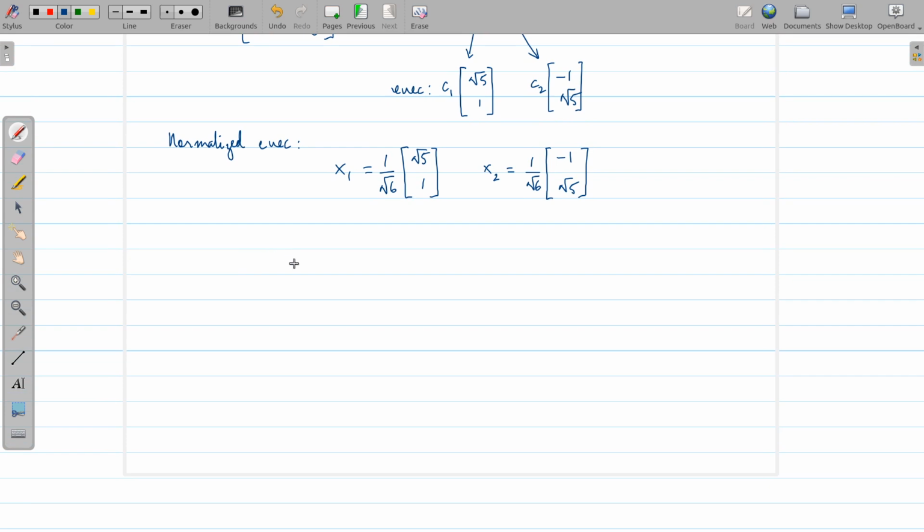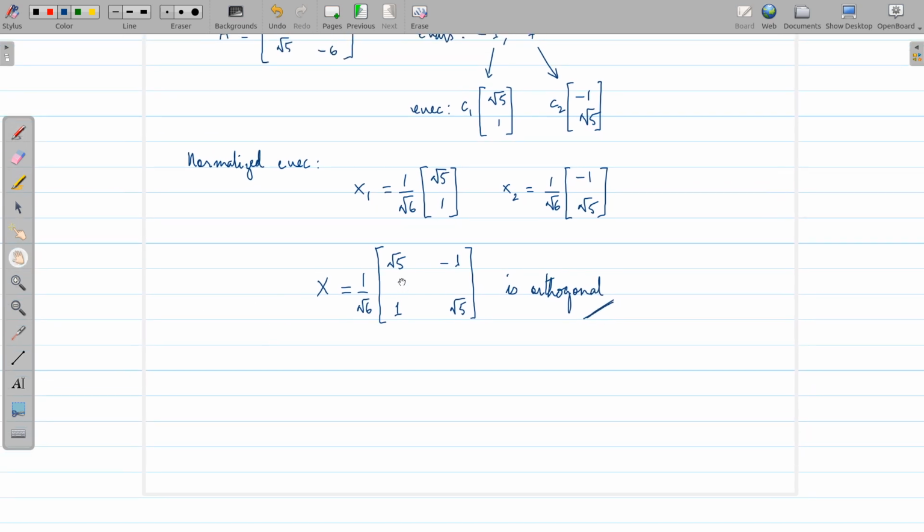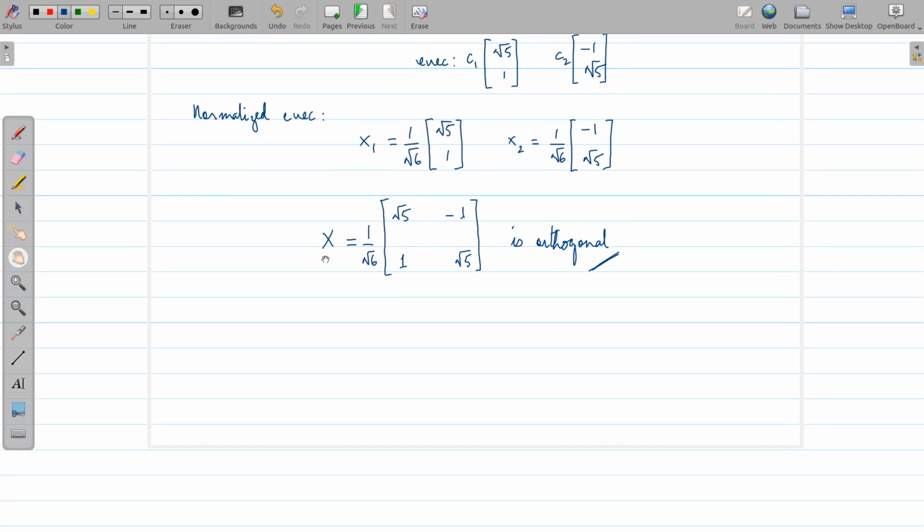Now how do you get this non-singular matrix x? We simply take this one and this one as columns. The first column is (root 5, 1), and the next one is (minus 1, root 5), and of course 1 by root 6 is there, which I'll take outside as a common factor. So this is x, and it is guaranteed that x is orthogonal. I'll leave it to you to figure out why. A hint is to look at the theorems which you had done in the previous lesson.